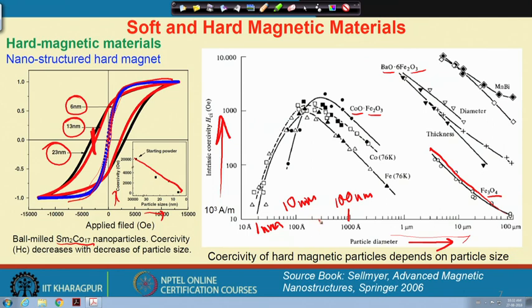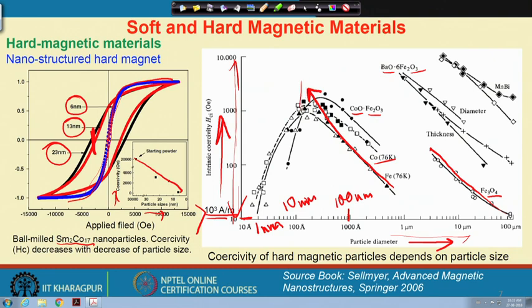Like, if we can reach 100 nanometer in the case of cobalt ferrite, we can always go up to a very high value, and you can see here in the top side of the plot it is 10 to the power 3 ampere per meter, which basically means that this is the whole range of hard magnet. So, the coercivity value that is characteristic of a hard magnet is greater than 10 to the power 3 ampere per meter.